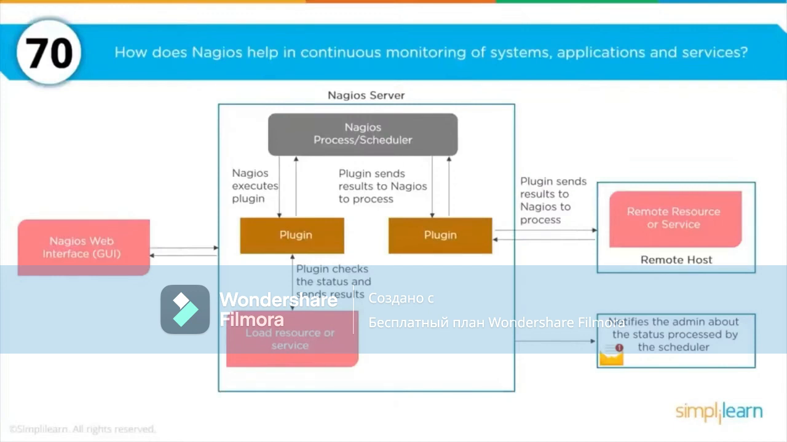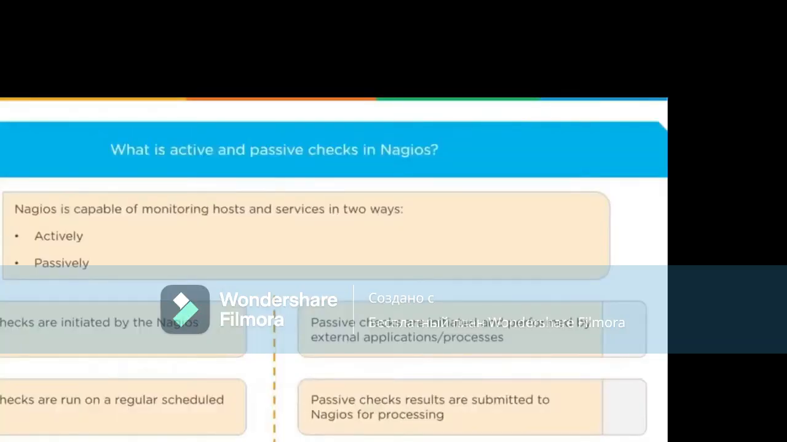So there are 2 types of checks in Nagios. You will be asked what an active and a passive check is in Nagios. An active check is initiated and run on a regular schedule. A passive check is initiated and performed by an external application or process. This may be where a system is failing, and results are submitted to Nagios for processing.